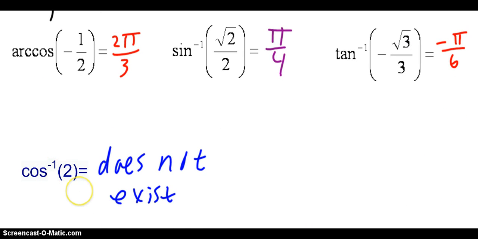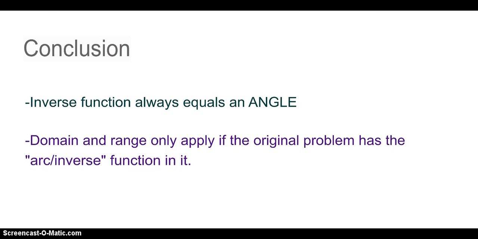And cosine inverse of 2 does not exist because 2 is outside of our domain. Okay, so inverse function always equals an angle. And the domain and range only apply if the original problem has the arc or inverse.